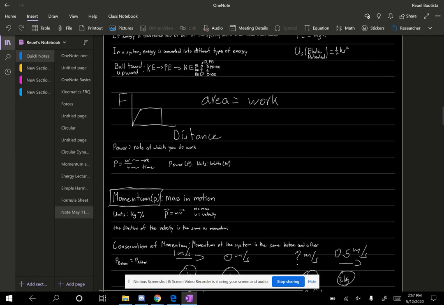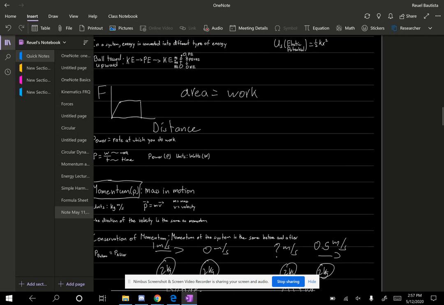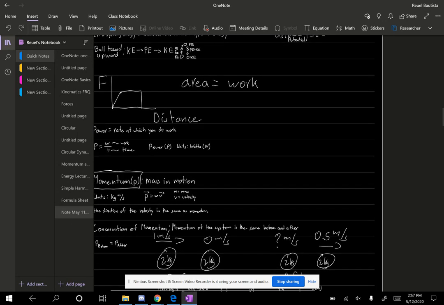Okay, so now let's look at the graph. The graph that you might see is a force versus distance graph. It might look something like this. When you see a graph like this, just know that the area is equal to work. The area that you find in the force versus distance graph is equal to the amount of work done. Should be pretty simple.